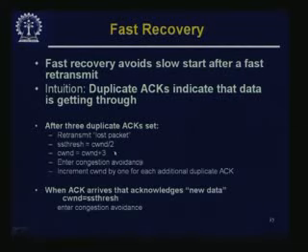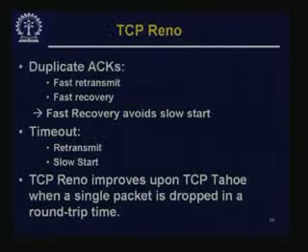Basically this is trying to tune the performance of TCP to get the maximum throughput without causing congestion. When an ACK arrives that acknowledges new data, CWND is equal to SS thresh, and after that you enter congestion avoidance. So, this is fast recovery. TCP Reno for duplicate ACKs does fast retransmit and fast recovery. Fast recovery avoids slow start, and if there is a timeout, you retransmit and go to slow start.